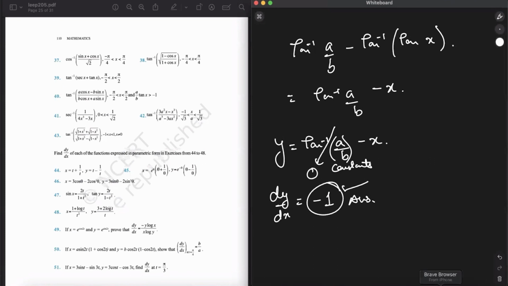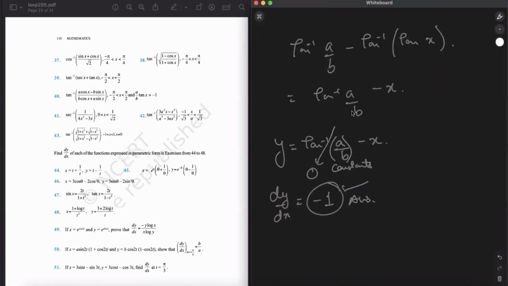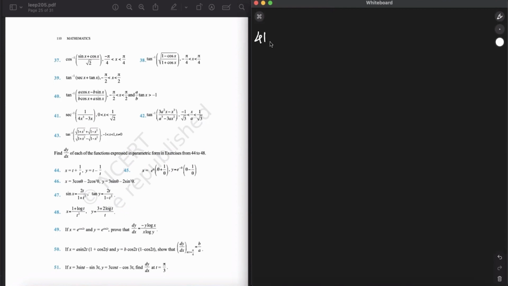Moving forward, in question number 41, I've been given a secant inverse expression. These are basically trigonometric formulas. If you practice enough questions, you'll manage to get there. So don't get confused when you see these types of forms. See the solutions for these types of questions once, and see what the procedure is.